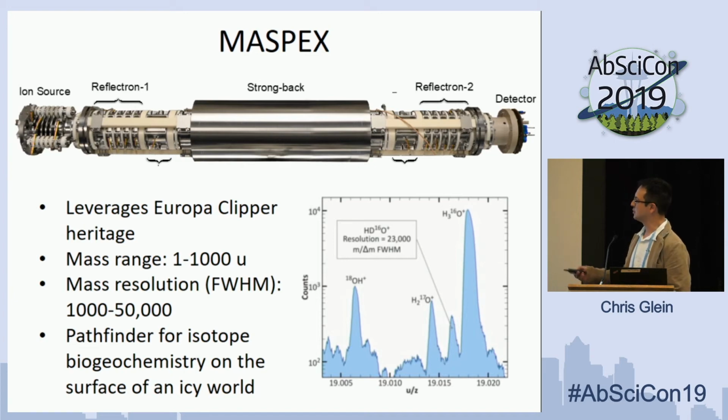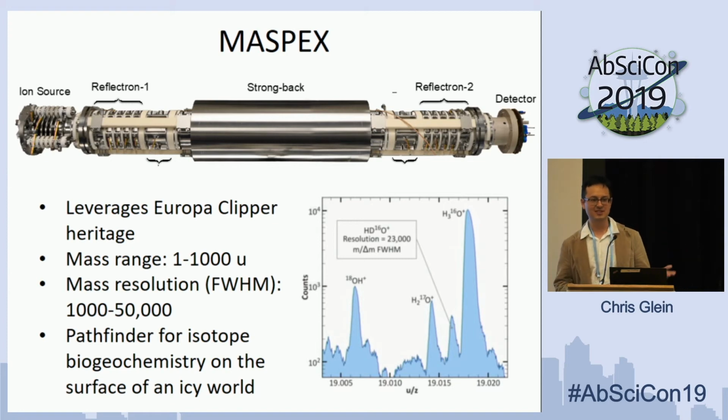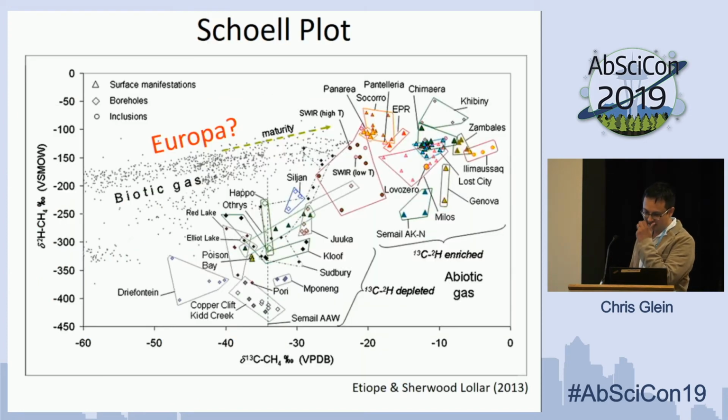MASPEX can go up to 1,000 atomic mass units, so it has a lot of flexibility for looking at small things or big things. It can go up to 50,000 resolution, M over delta M, so you can pull apart a lot of things that are very similar in mass. And what we're hoping for this to be is a pathfinder for isotope biogeochemistry on the surface of icy worlds. And I'll show you how this works.